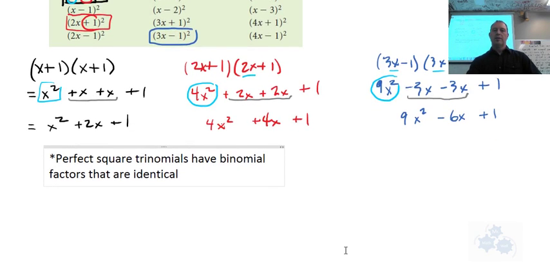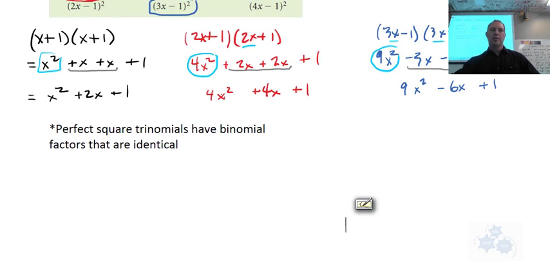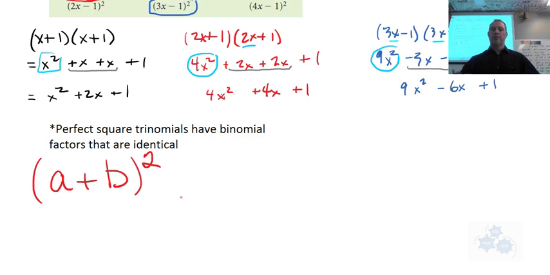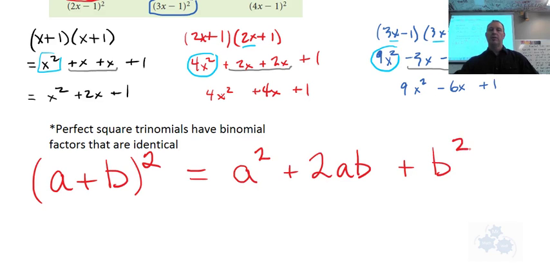Okay, so let's just summarize what we see here in these examples. So let me just show you this. If you just take any a and any b term and you multiply that binomial by itself, the FOIL method says that we are going to get a squared plus 2ab plus b squared. That's what we get when we multiply out. Now I want you to look at the pattern here. For example, and I'm going to just change this up a bit again. You don't have to rewrite this actually, you just watch.